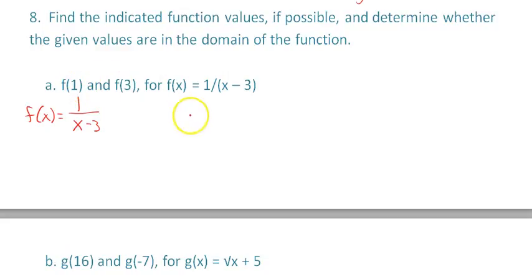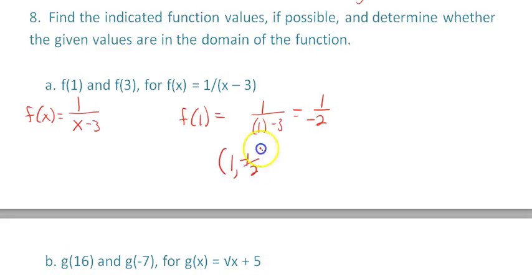So let's plug in 1. If I do f of 1, I have 1 over 1 minus 3, and 1 minus 3 is a negative 2, so I get a negative 1/2. And so that would mean that there's a point on that graph at 1, negative 1/2. And so yeah, that's good. 1 would be in the domain because it does have an output in that function.